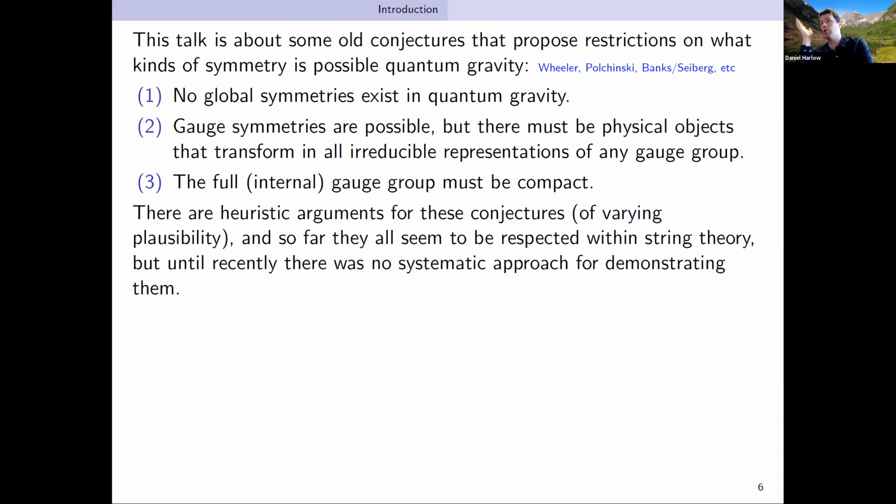There are various heuristic arguments for these conjectures. They've been around for a long time. There's a so-called empirical argument, which is that in string theory, they all seem to be true in all situations that we know. But until recently, there wasn't really a systematic approach for demonstrating, for proving these conjectures.